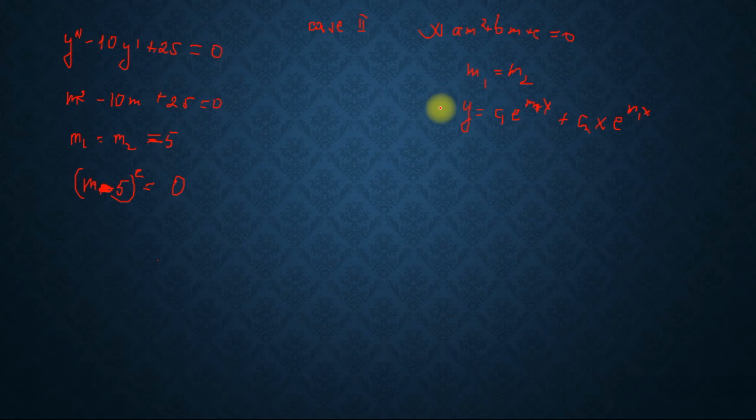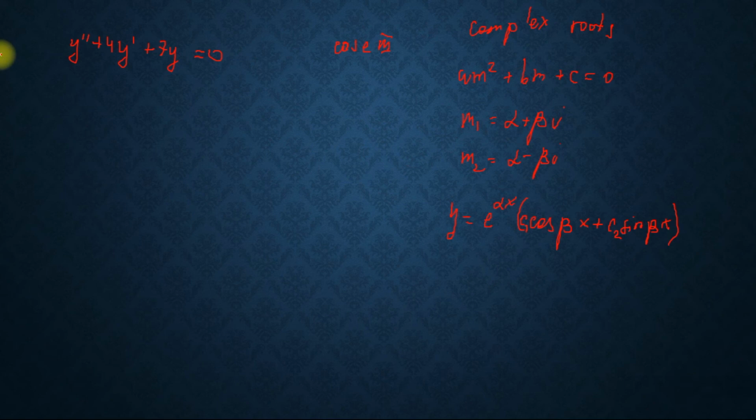As we said before, the solution of this differential equation will be in this form, and we just write 5 instead of m1 and m2. So we have c1 e to the power 5x plus c2 x e to the power 5x. So now we found the solution of our differential equation. The solution is c1 e to the power 5x plus c2 x e to the power 5x. Okay, let's consider our third example.